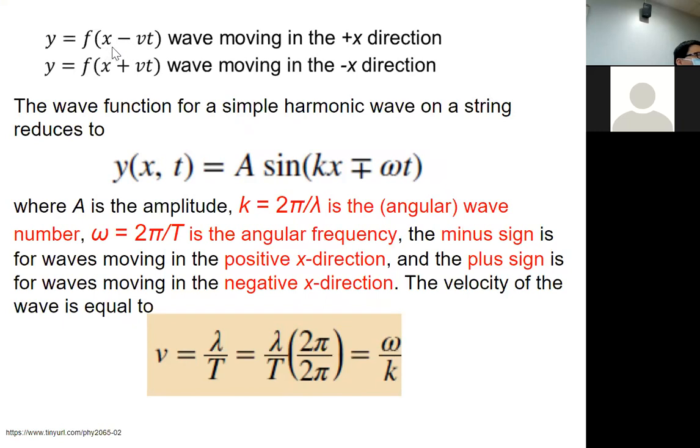And this is a function of x minus v times t, or x plus v times t. The plus and minus sign here gives you the direction in which the wave is moving. So if it's a minus sign here, that means the wave is going in the positive x direction. If it's a plus here, that means the wave is moving in the negative x direction. Okay.